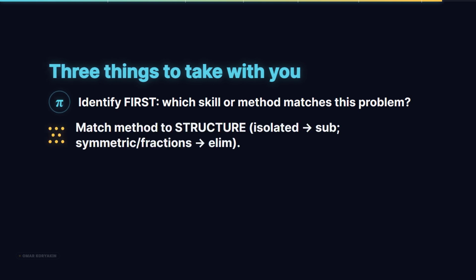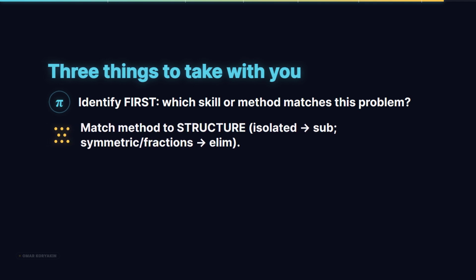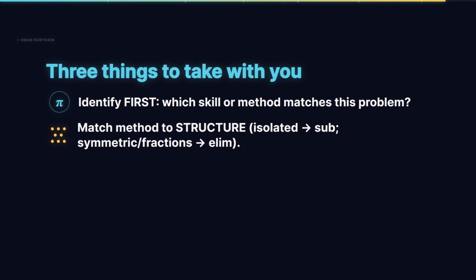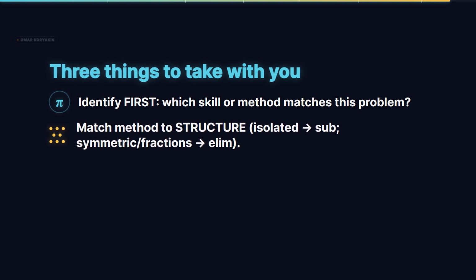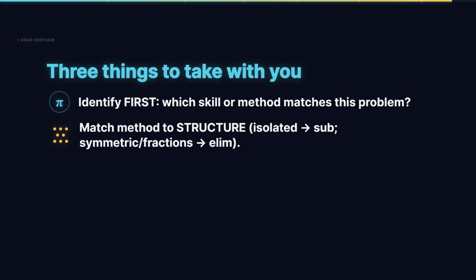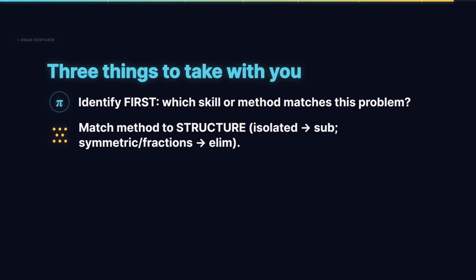Second, match the method to the system structure. Substitution wins when one variable is already isolated or has coefficient 1 or -1. Elimination wins on systems with symmetric coefficients or fractions. Either method works on plain integer coefficient systems. The structural rules from Skill 4 are the decision tree, and applying them mechanically on every problem prevents the wrong method mistake that costs students minutes of unnecessary algebra on otherwise easy problems.